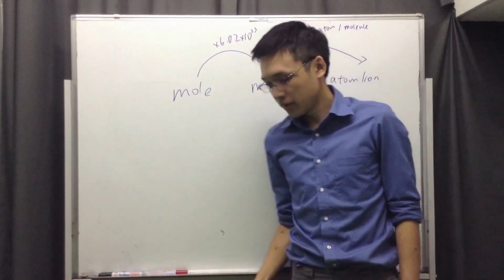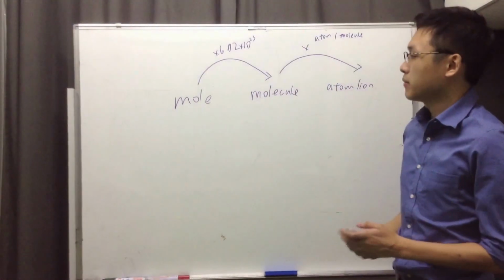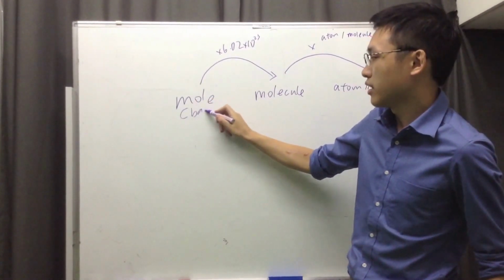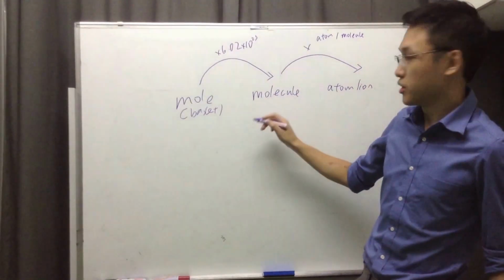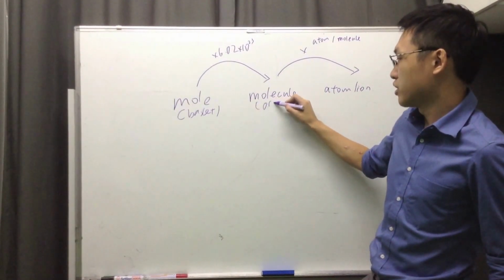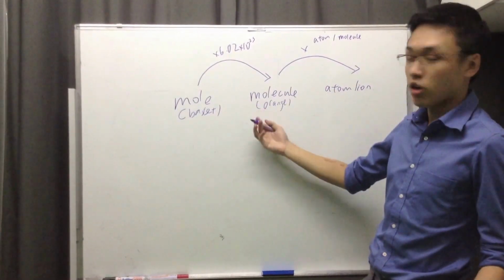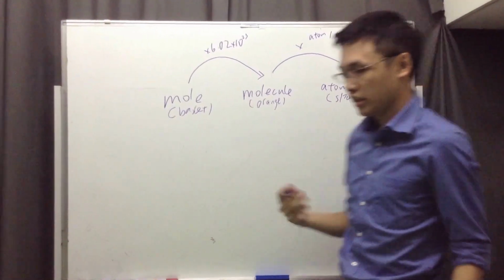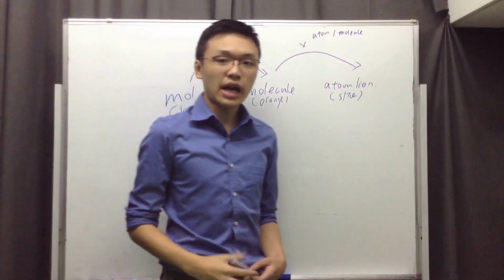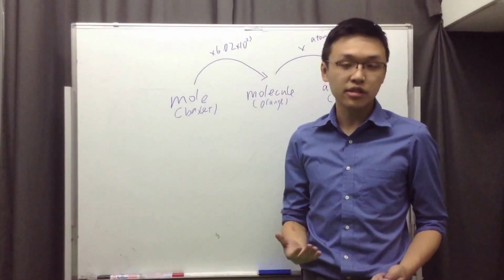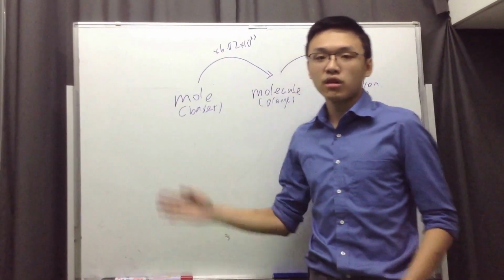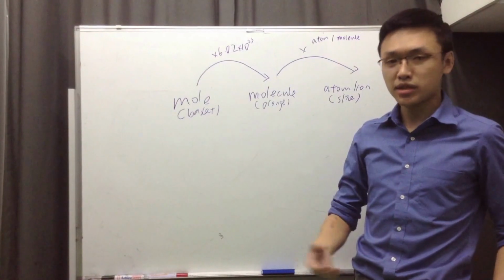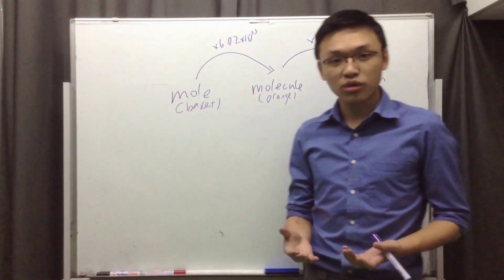Let me give you an analogy. Think of a mole like a basket, and think of a molecule like an orange. In each basket there are many oranges, and in each orange there are many slices. So think of an atom or ion like a slice in an orange. If I ask you how many slices of orange are in 3 baskets, what would you do? First, you need to find how many oranges there are. Then you multiply by the number of slices in each orange. That makes a lot of sense, right? It's just like what you would learn in primary school.